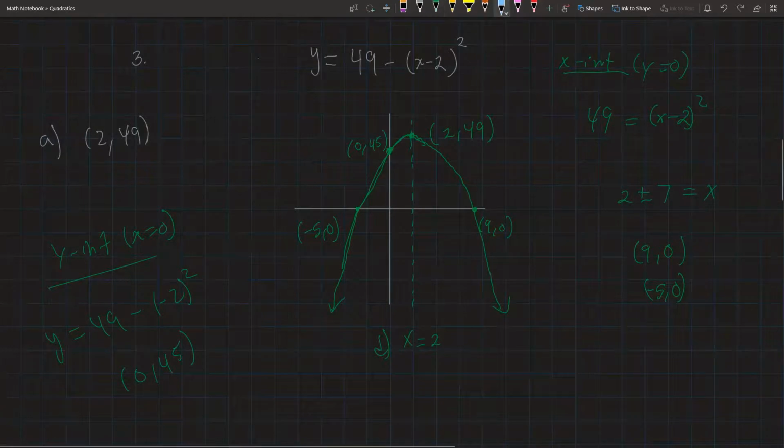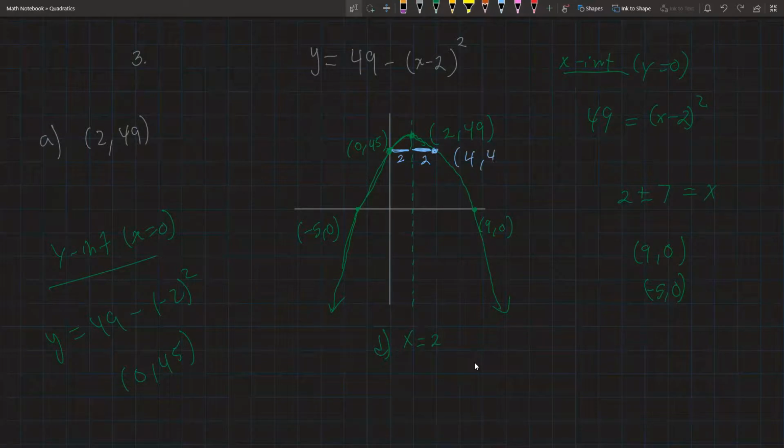And one last point is missing. We call that our new definition, point of symmetry. So notice that the distance should be 2, clearly stated by the line of symmetry. If this distance is 2, that distance is 2. Therefore, this point is (4, 45).